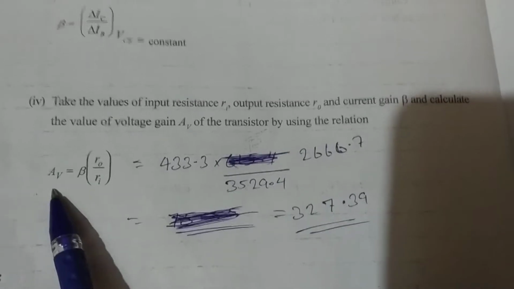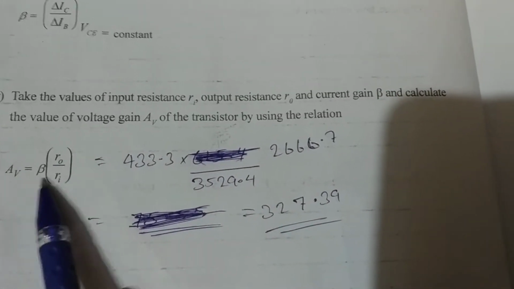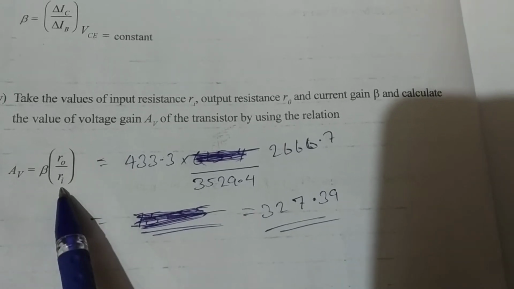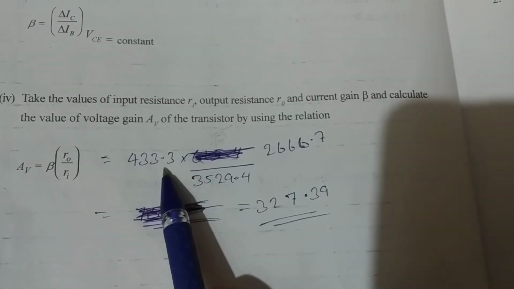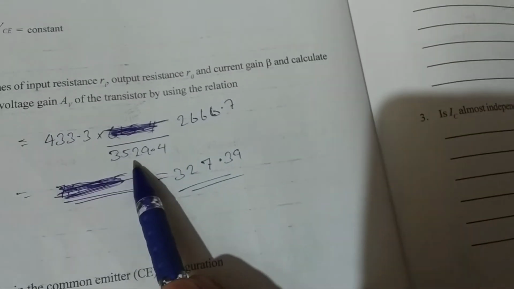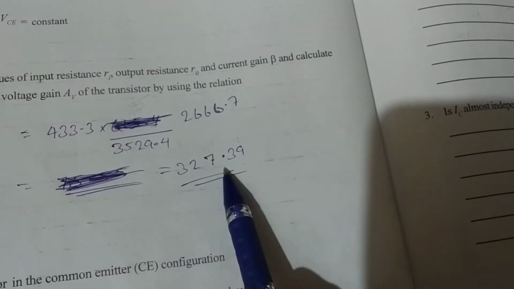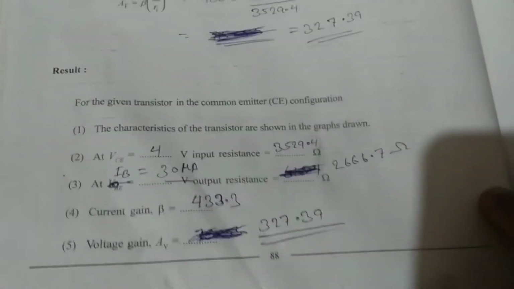Last one is the voltage gain AV, that is beta into RO by RI. Beta is the current gain, RO is the output resistance, RI is the input resistance. Beta is 433.3 multiplied by RO, 2666.7, divided by RI, 3529.4. The answer will be 327.39.